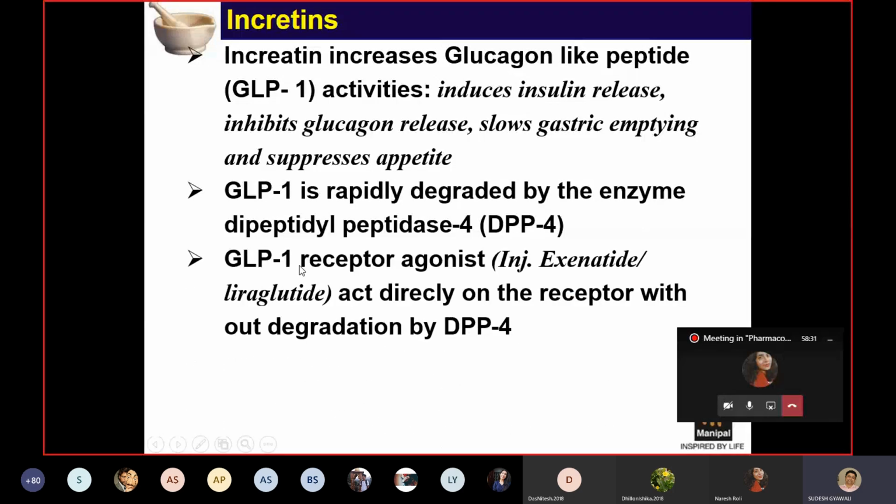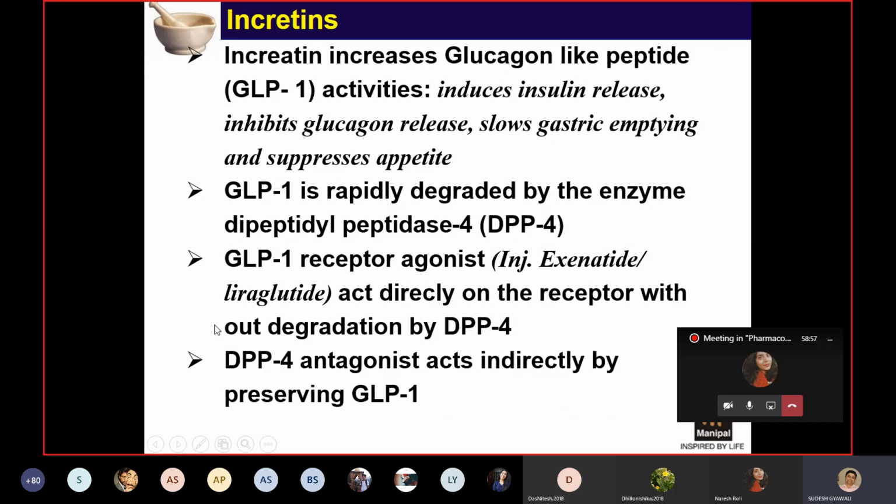Number one is the GLP receptor agonist. It is available in injection form, and it acts directly on the receptor without degradation by DPP4, so it will remain in our body and act for a long period of time. So that is one drug class we have.